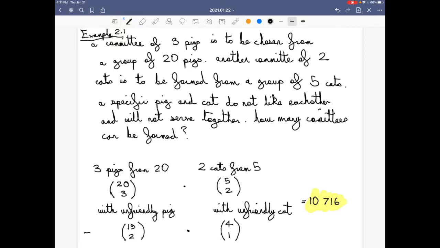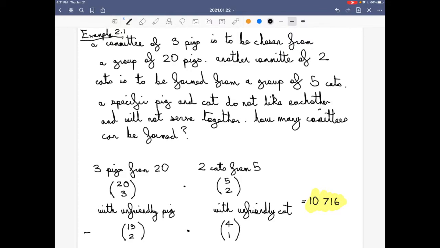Okay, so let's think. A committee of 3 pigs is to be chosen from a group of 20 pigs. So we can immediately clue on to the word, okay, we're talking about something being chosen. So this is a binomial coefficient. It's 20 choose 3, choosing 3 pigs from 20. And the same thing, we're choosing 2 cats from a group of 5, so that's 5 choose 2.